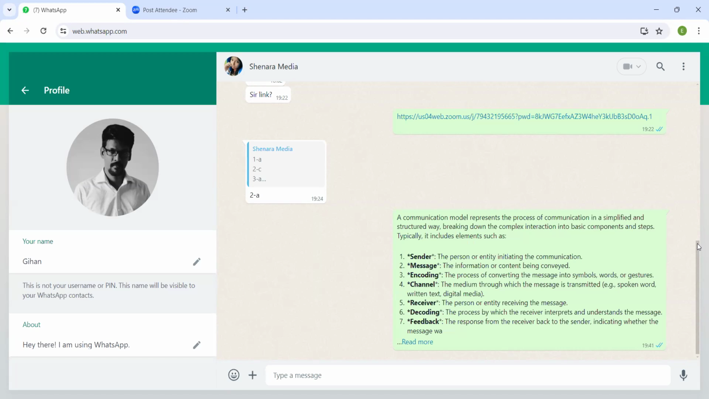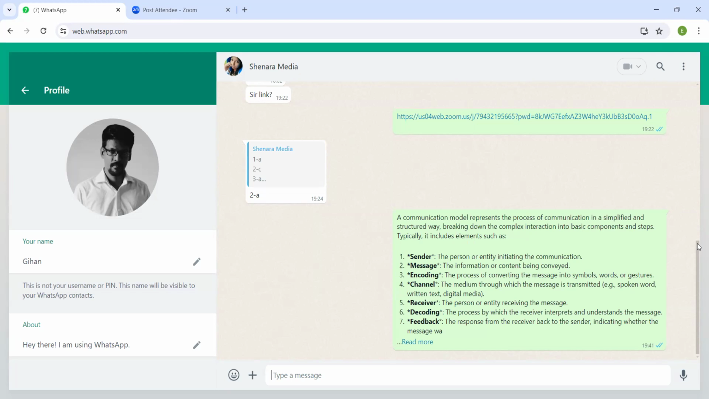Typically, it includes elements such as sender, the person or entity initiating the communication; message, the information or content being conveyed; encoding, the process of converting the message into symbols, words, or gestures; channel, the medium through which the message is transmitted. The spoken word is a channel. Written text is a channel. Digital media is a channel.